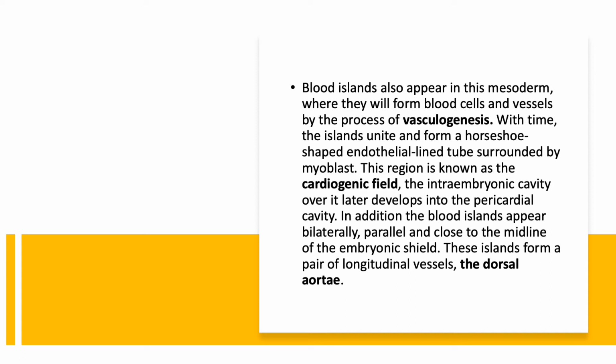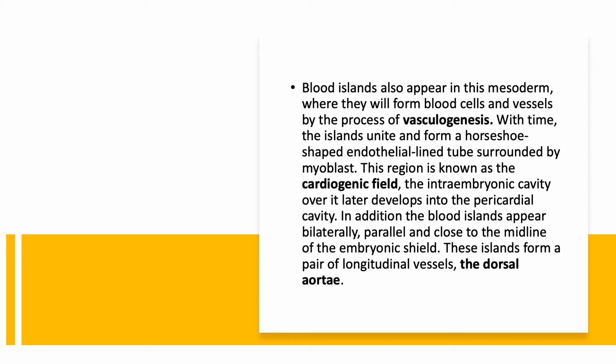Now, what is the cardiogenic field? It is a horseshoe-shaped endothelial-lined tube surrounded by myoblasts, and it originates from the union of the blood islands. The intra-embryonic cavity over it develops into the pericardial cavity. In addition, the blood islands appear bilaterally and parallel, close to the midline of the embryonic shield, and then they will form a pair of longitudinal vessels known as the dorsal aorta.